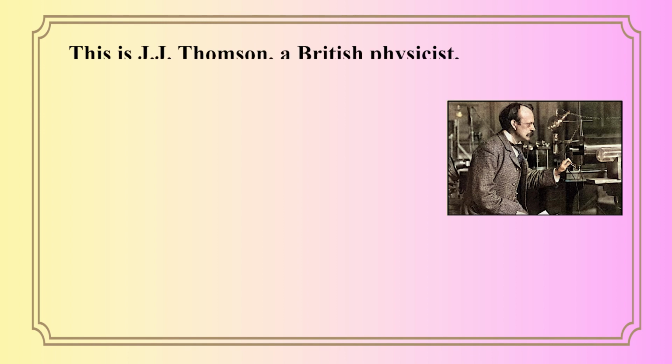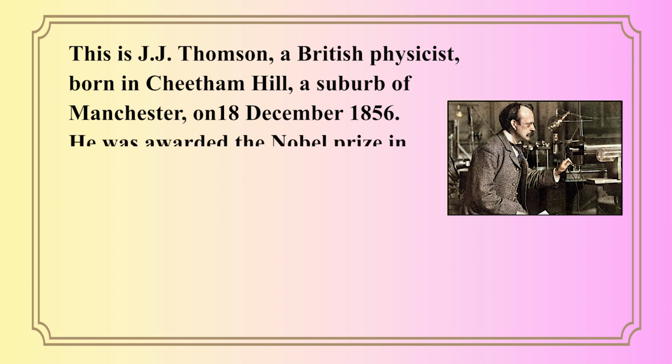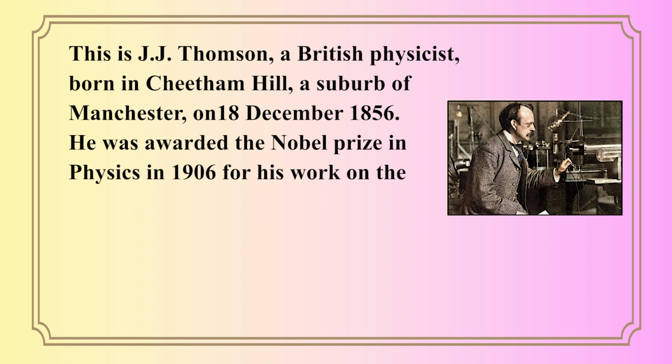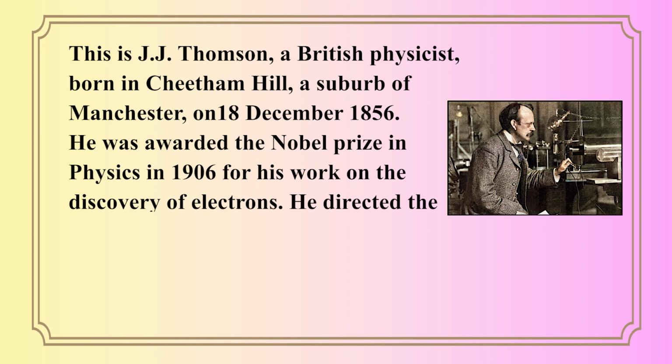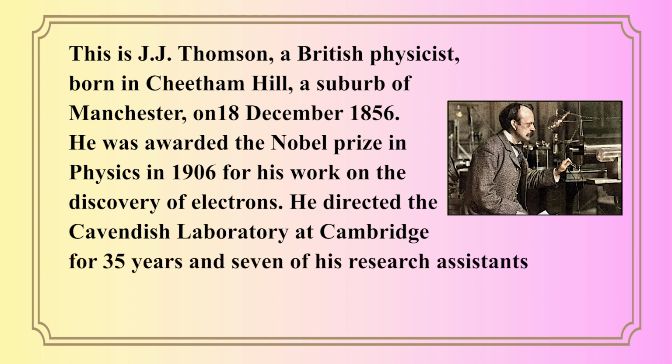Dear students, this is J. J. Thomson, a British physicist born in Chatham Hill, a suburb of Manchester on 18 December 1856. He was awarded the Nobel Prize in Physics in 1906 for his work on the discovery of electrons. He directed the Cavendish Laboratory at Cambridge for 35 years and 7 of his research assistants subsequently won Nobel Prizes.